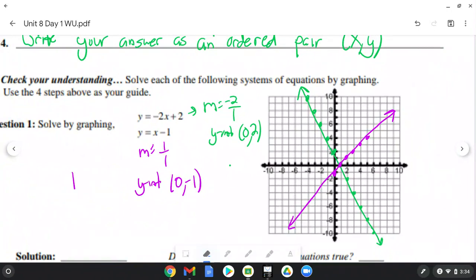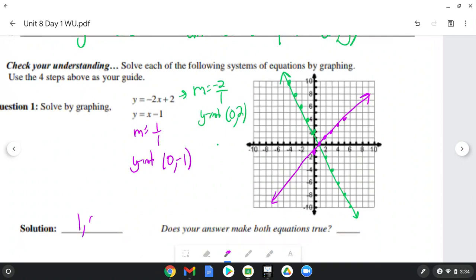Oops, put in the wrong spot. So where it says solution, this is 1, 0. And then the question is, does it make both equations true? Well, that's the place that it intersected, so it better. If you plug it in, you'd get 0 equals negative 2 times 1 plus 2. So you're going to get 0 equals negative 2 plus 2. So yeah, it makes the first one true.